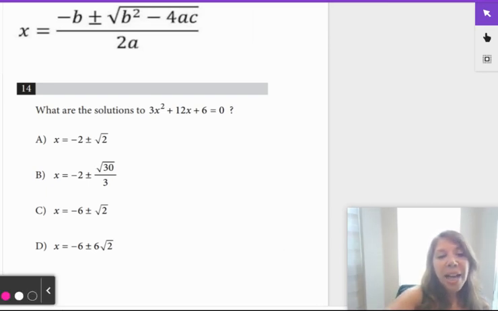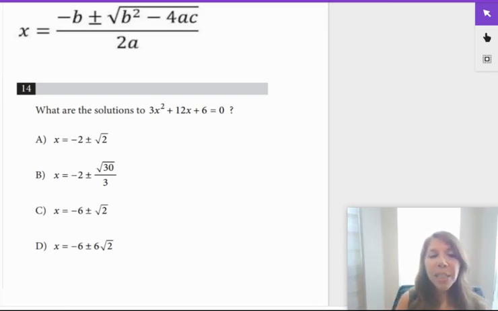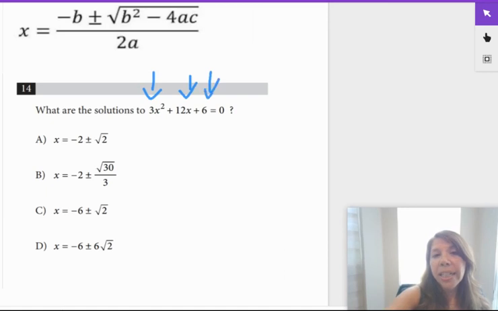So, as we approach this problem, we first want to recognize that the coefficients in front of our x's and also our constant are all multiples of 3. So the best thing that we can do is extract a 3 from these so that we have simpler numbers to work with in our equation. That's going to help with our calculations.